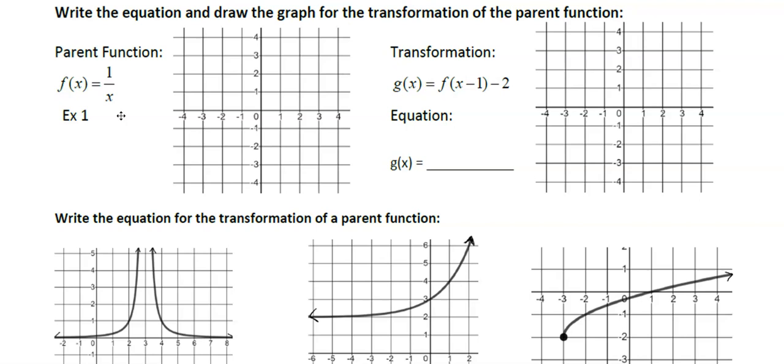Now, of course, you can always plot some points too and just recognize. So for example, if I put 1 in for x, I would get 1 for y. And if I put -1 in for x, I would get -1 for y. And then I know that when I put 0 in for x, it's undefined, so x can't be 0. So there's an asymptote on the y-axis, and there's no way to make y equal 0, so there's also an asymptote on the x-axis. And the graph looks basically like this.